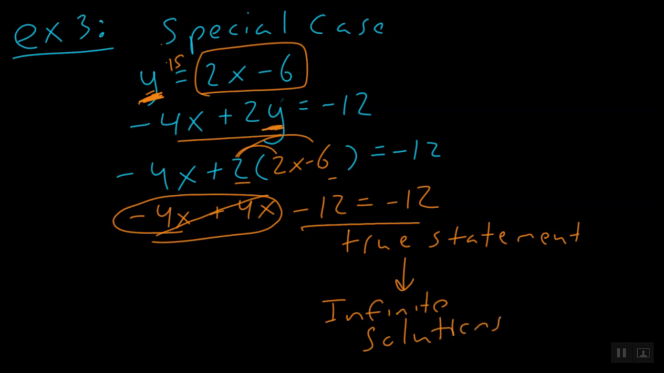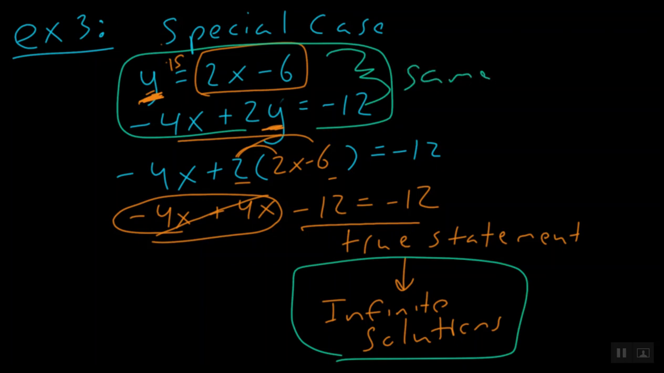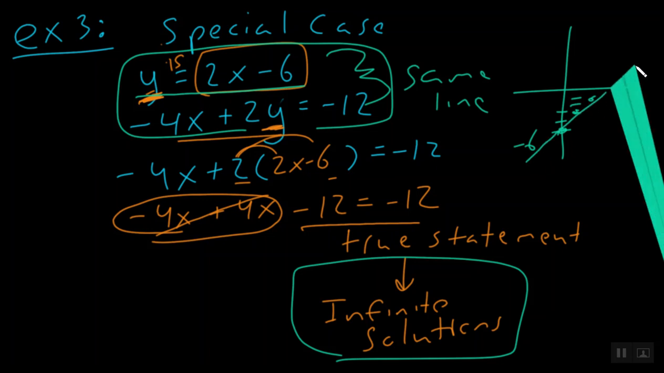Now, why in the world do we get infinite solutions? Well, the thing is that these two lines that we started out with are actually the same line. Okay, so I want you to understand, like, what if we had an xy axis and I graphed y equals 2x minus 6. So here's negative 6. And I just went up 2, to the right 1. And I went up 2, and to the right 1. So on and so forth. And I had this line, okay?